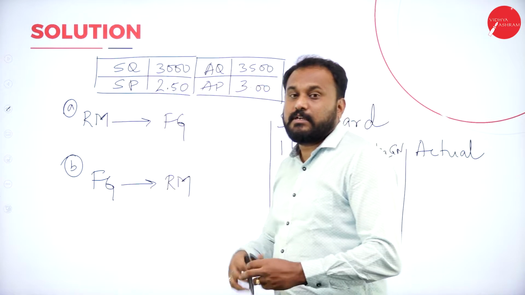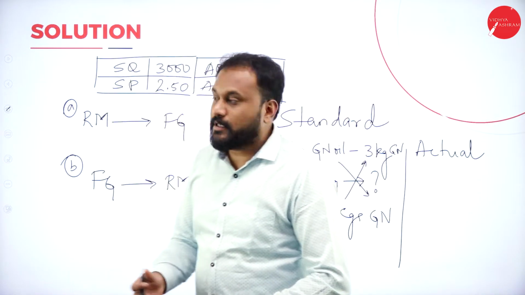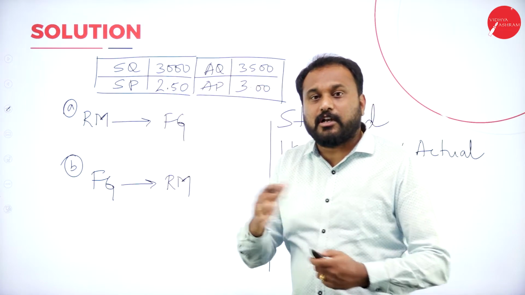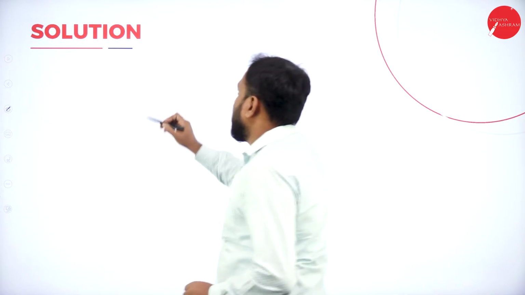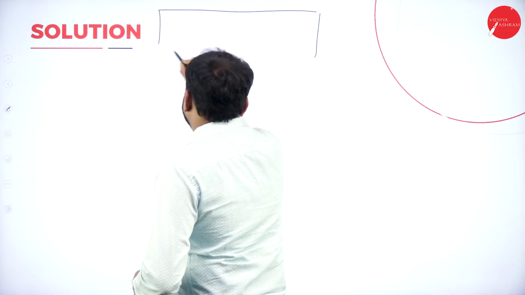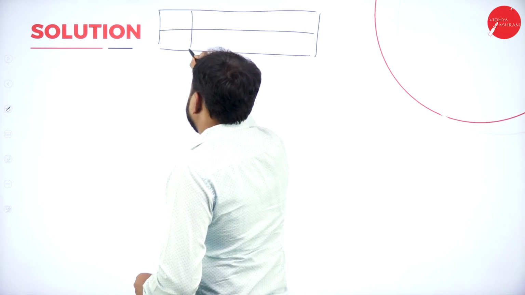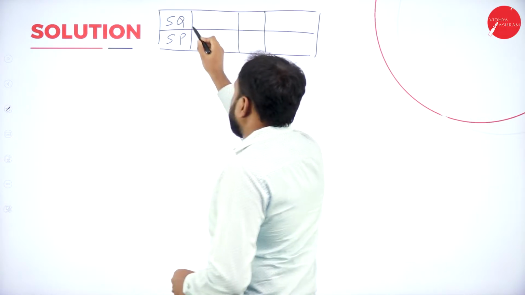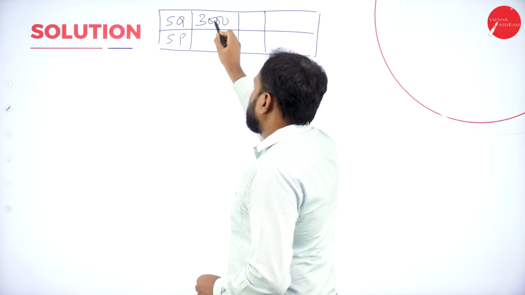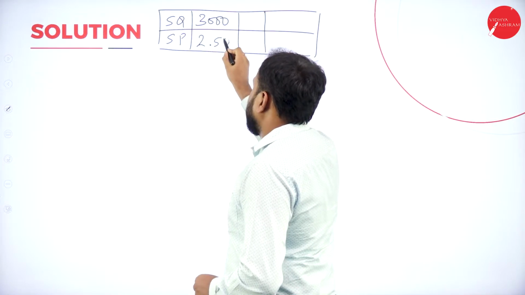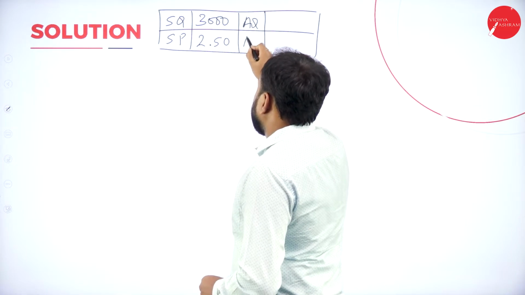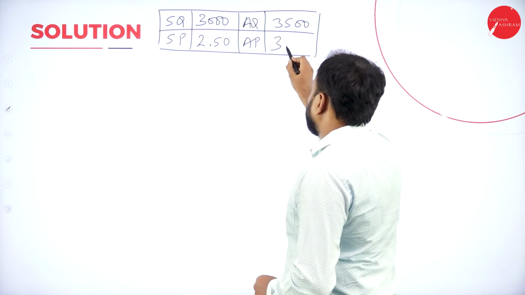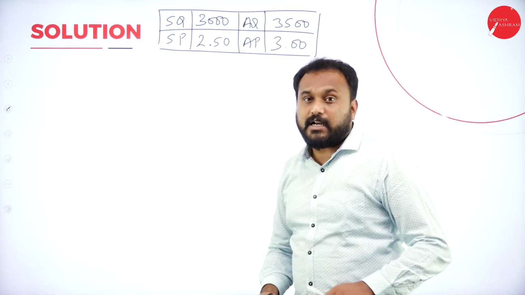Now what is it that you are supposed to do? Substitute the formula. It is very simple. Now we got our SQ, SP, AQ, AP. Now what exactly are we supposed to do? We are supposed to go and solve the problem. When we solve the problem, understand again, you are supposed to write the given thing, that is SQ, SP. How much is our SQ and how much is our SP? Now SQ was our 3000 and here it was 2.50. Here we had AQ and AP. Now we had here 3500 kgs and we got only 3 rupees as our actual price.